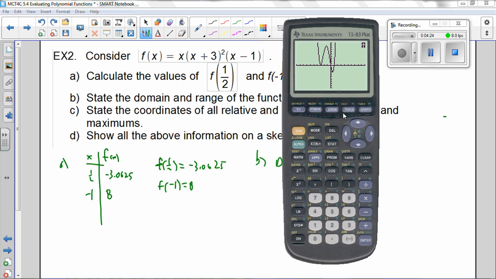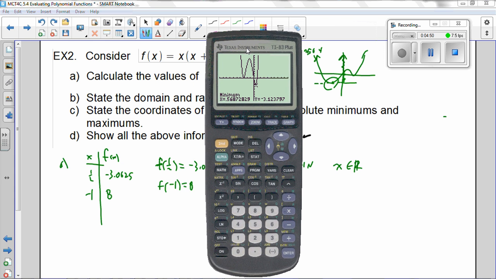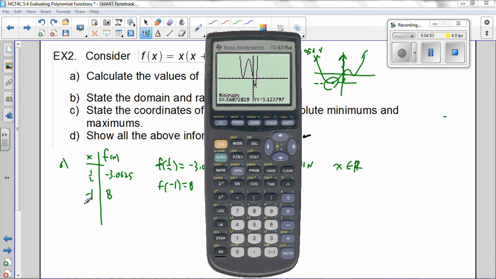So I'm going to go second trace to get the minimum. And then follow the on-screen instructions. Left bound, this is okay because it's to the left of the minimum I want to find. And then I'm going to scroll to the right. It doesn't matter how far I go. And then back a guess that's close. And so I'm going to write that minimum down here.